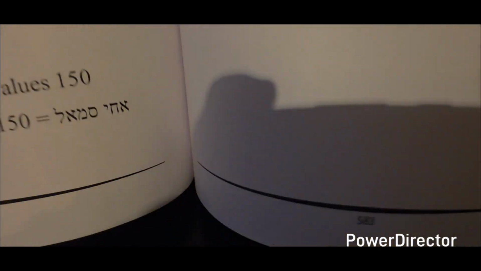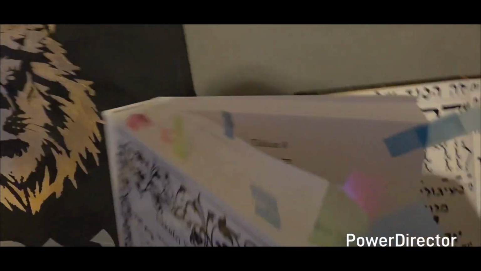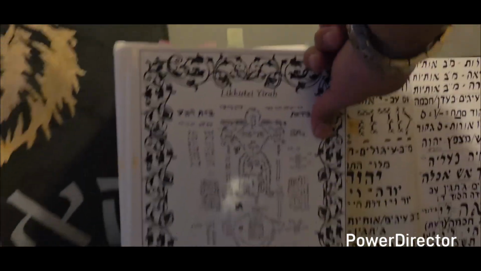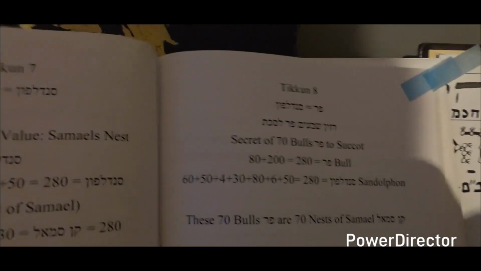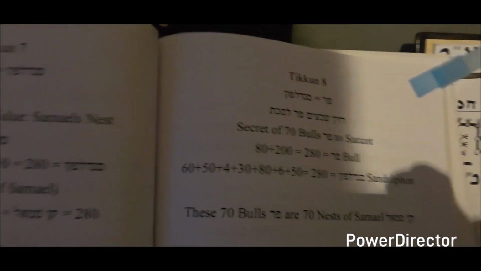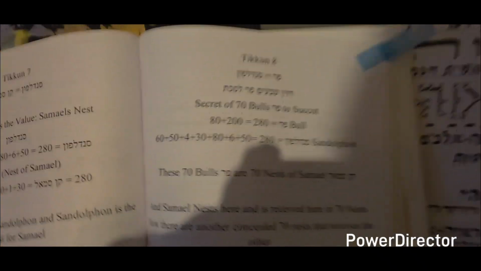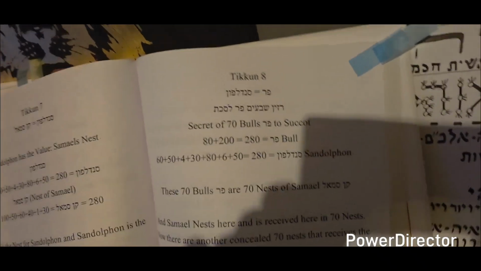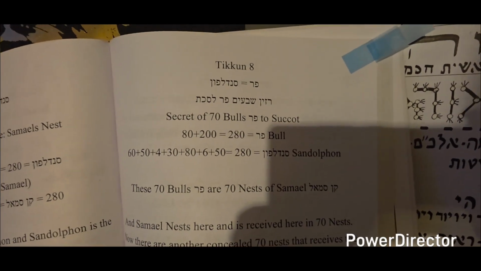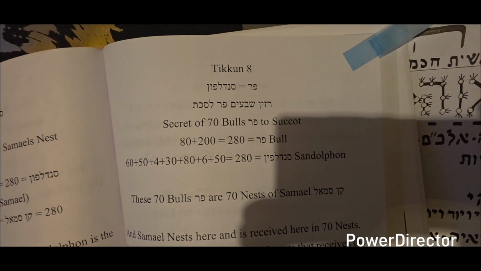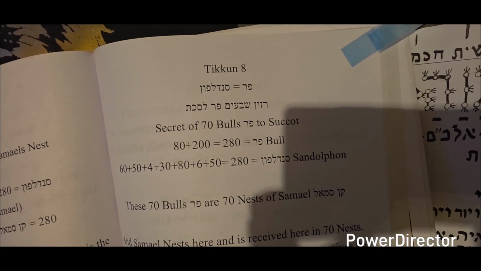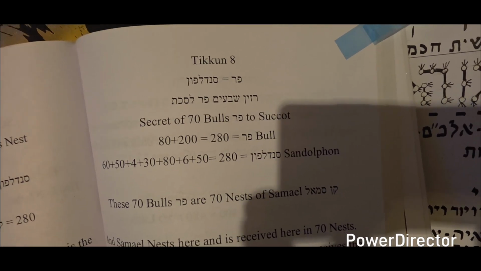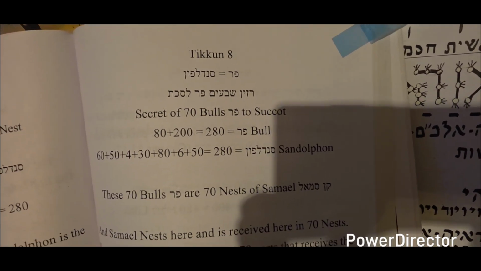So here we are, page 583, Likkutei Yirah 9, the sefer for all the prerequisites, and the only sefer that teaches the Lashon HaKodesh, which was not available until some years ago, as Master Yirah strived to bring down this knowledge and make it available. Okay, so Tikkun 8, Par, Sandalfon, Razin, Shavaim, Par, the Sukkot. Okay, the secret of 70 bulls, Par to Sukkot.